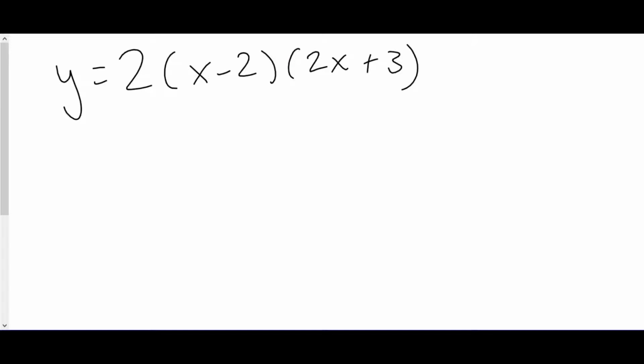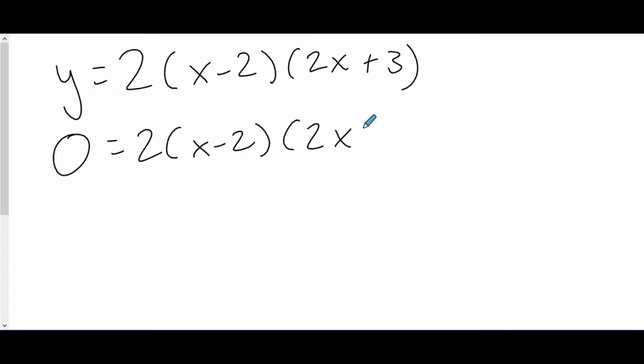So our first step was to solve it for y and then set it equal to 0. This equation is already solved for y. I have the y by itself, so I'm just going to go ahead and replace that y with a 0 and then copy down the rest of the equation. Step 2 is to factor it, but conveniently they've already factored this one for us. So I can go to the next step, which is to set each factor equal to 0 and solve for x.